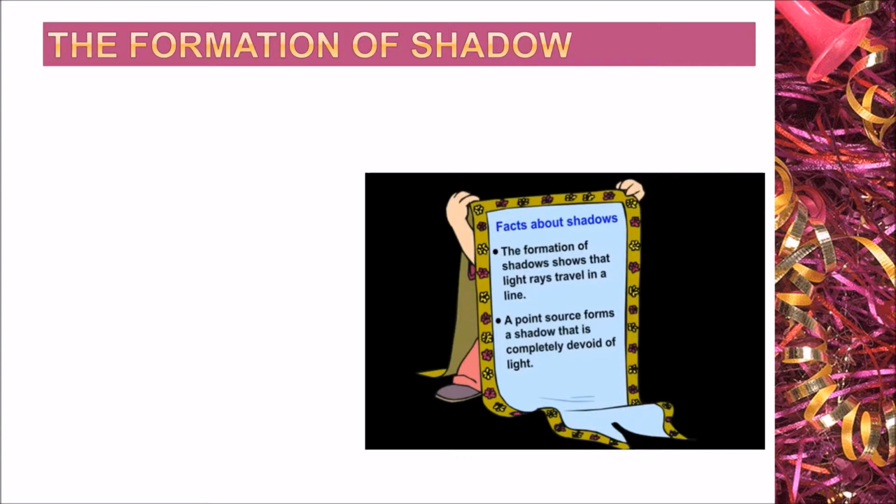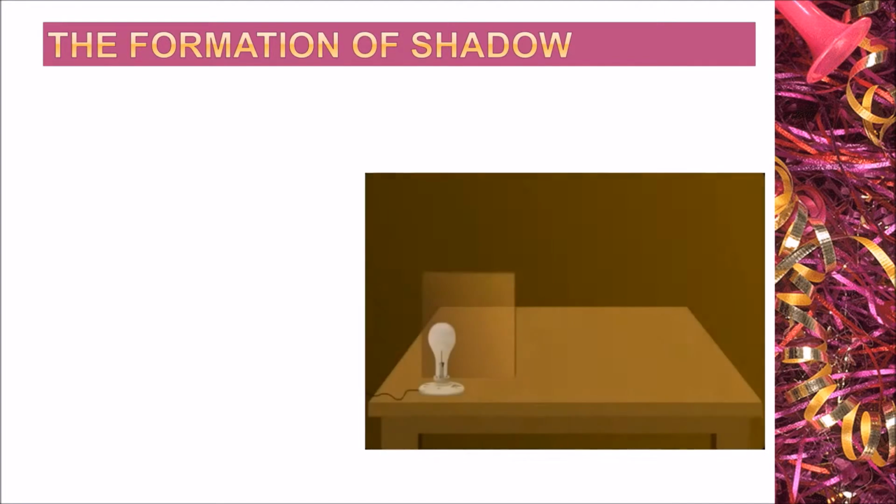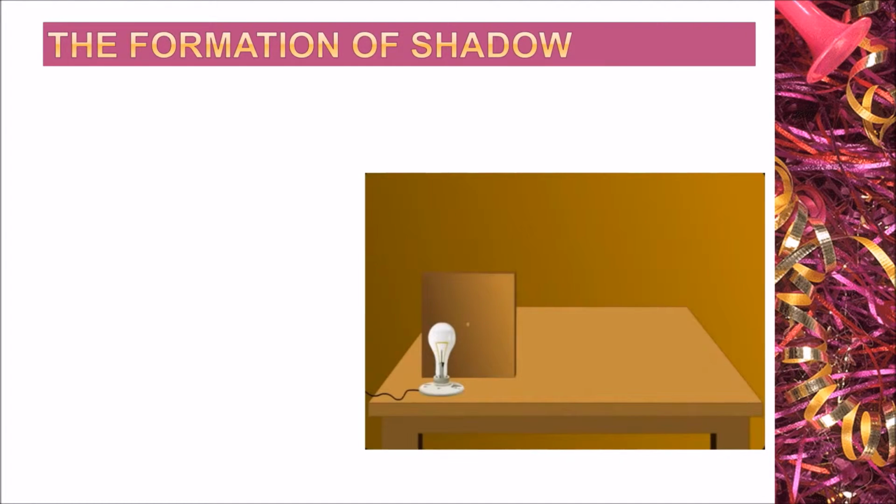And you know something? A point source, a source of light which is small as a point, forms a shadow that is completely devoid of light. Let's discuss it in some detail. Look at this setup. There is a bulb, and there is a cardboard with a small hole, and there is a pencil. And here you have the screen.